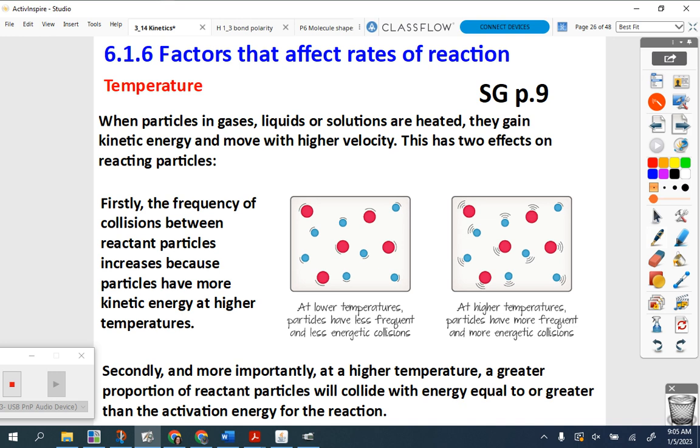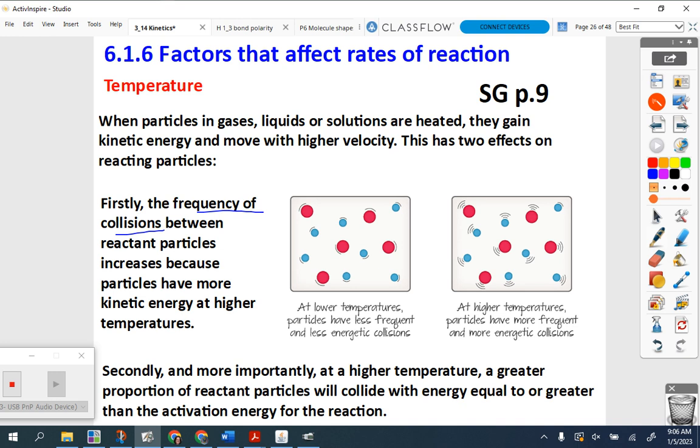So temperature is the obvious one. If we heat it up, the particles move faster. If the particles are moving faster, they're more likely to collide. So we end up with a higher frequency of collisions between the particles, which increases the reaction rate.